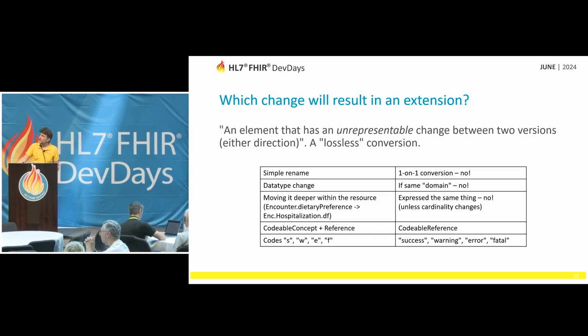The fourth one is this pattern that changed. In R4 we had a lot of codeable concepts plus references sitting there as sibling elements, and then we decided in R4B that we probably should have introduced a new data type for it, CodeableReference. You won't get an extension for these new kinds of elements because you're already able to express this stuff in R4. Furthermore, if we just renamed the names of things in value sets, but they're the same codes, you won't get a new extension for that either.